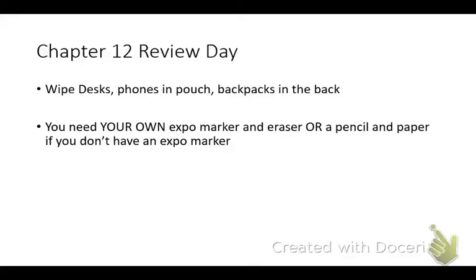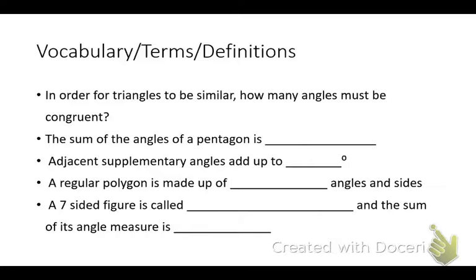All right, so today we're reviewing chapter 12. So angles, triangles, polygons, all that good stuff. Everybody have an Expo marker or a pencil and a piece of paper. We're going to start off with some vocabulary, terms, and definitions. This is going to be really important for your test tomorrow.